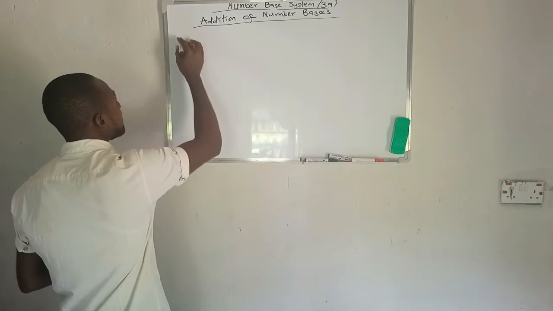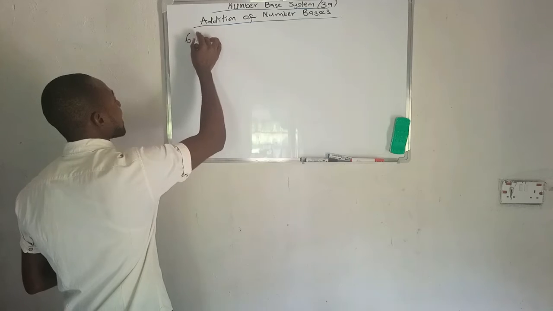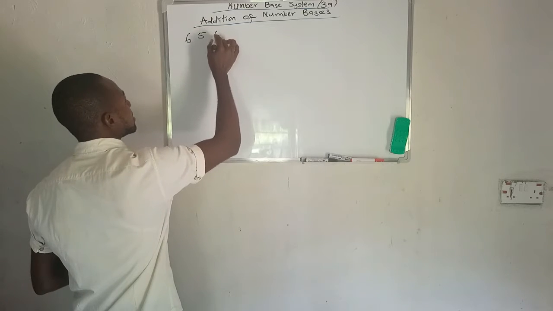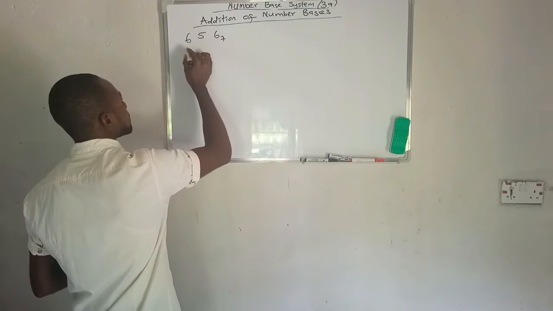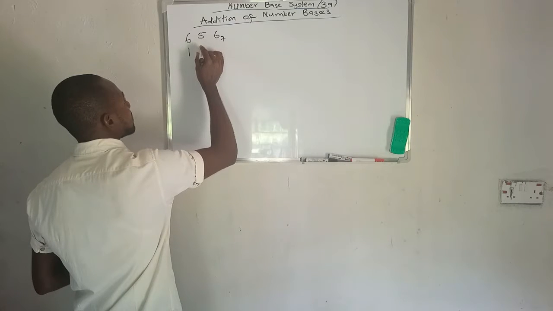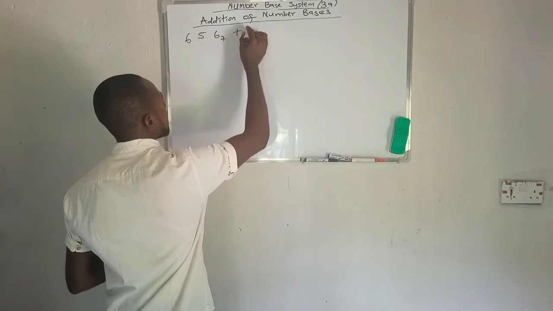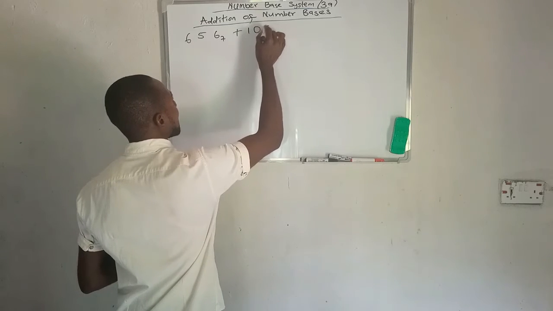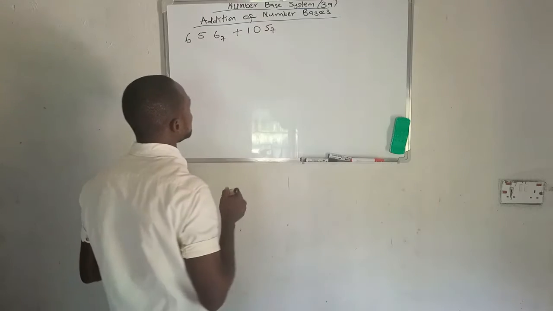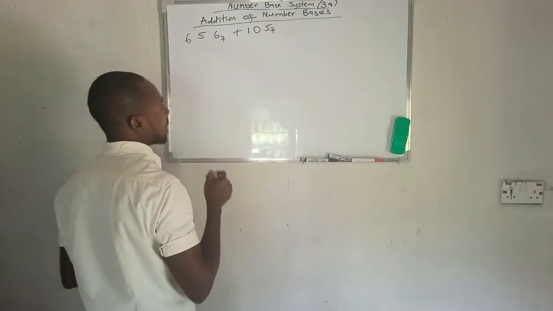Let's add numbers in base 7. Let's say 656 base 7 plus 105 base 7. So we want to add this together.